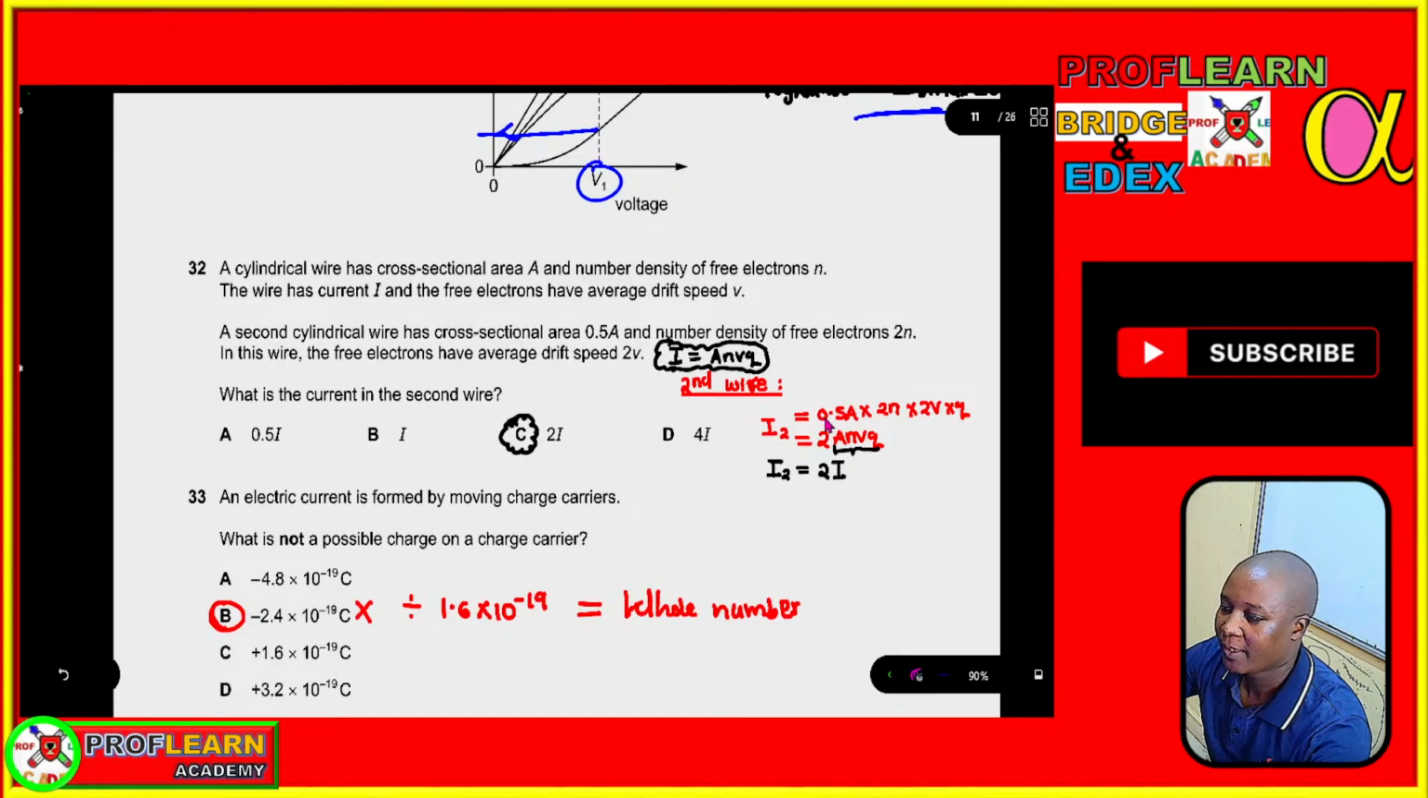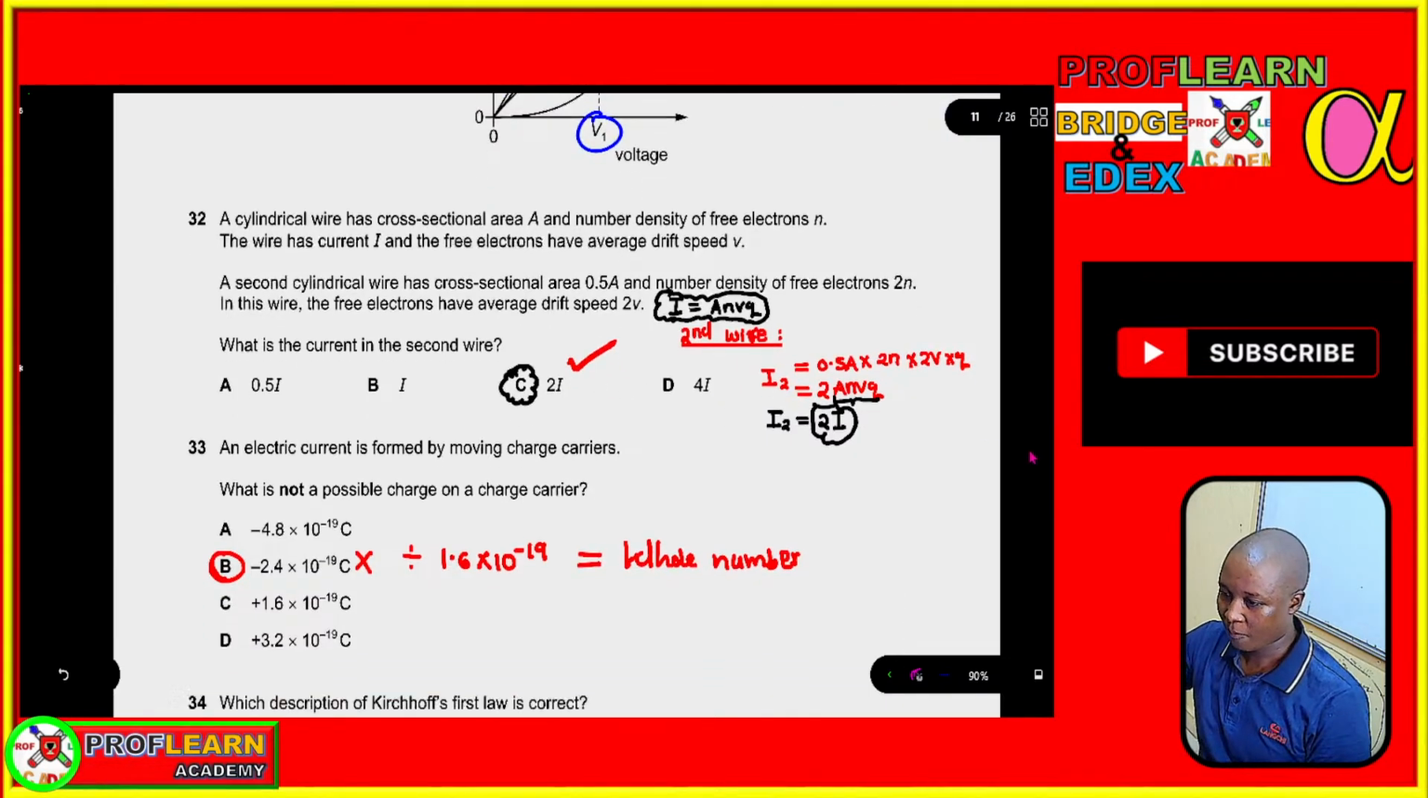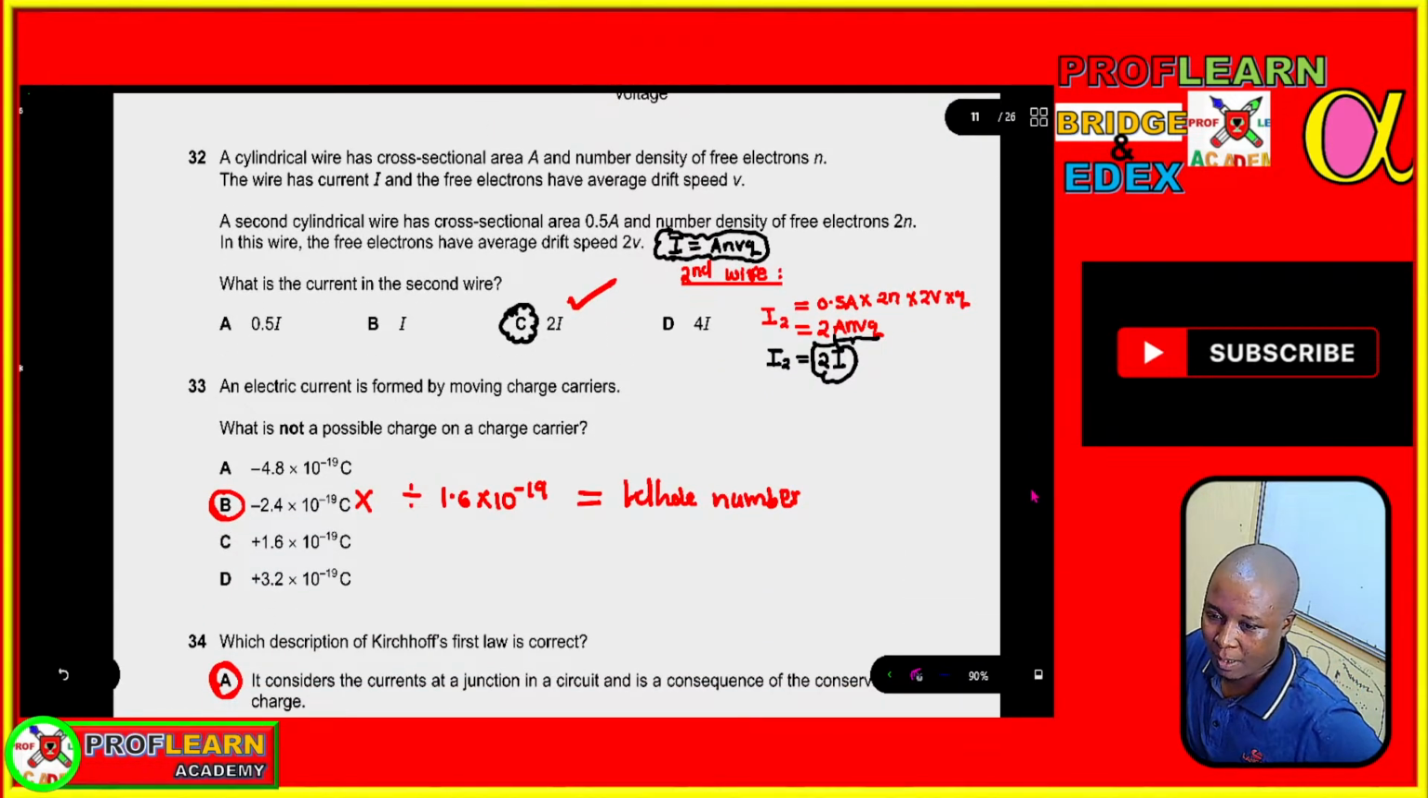So we are going to say 0.5A times 2N times 2V, then times Q. Then you see, if you multiply everything, you are going to get I2. The current for the second wire is going to be 2ANVQ. But ANVQ is equal to current 1 for the first wire. Which means we can say current 2 is basically 2 times current 1, and that answer translates to be C. That's what you're going to do in that particular part.